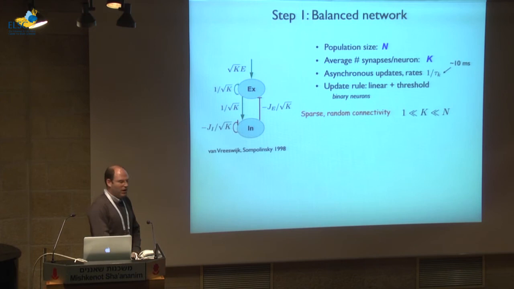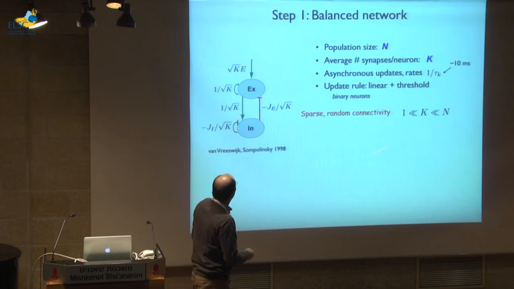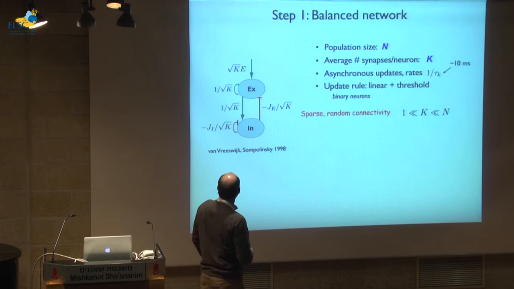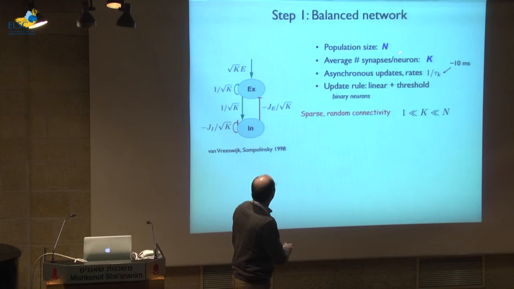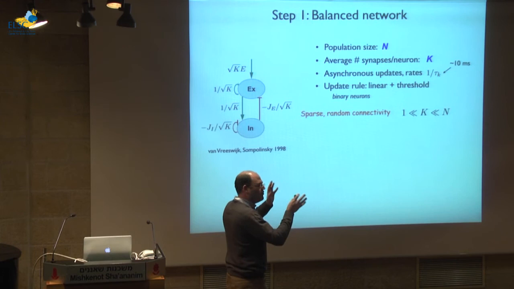So here's the idea. I first need to tell you a little bit about a classical model of balanced networks that many people here are familiar with, the model proposed by Carl van Brunswick and Chaim Sompolinsky. And then we're going to make a tweak on this model. We're going to start with a network which is not a memory network. It just has an excitatory population and an inhibitory population, with connections within each population and between the populations. There are two parameters which are very important. One of them is the size of each population, which I'm going to denote by n. The other one is the average number of synapses that each neuron receives. So we imagine that neurons choose randomly, on average, about k synapses from each population.